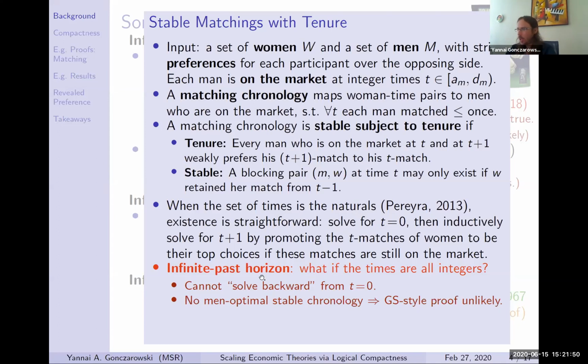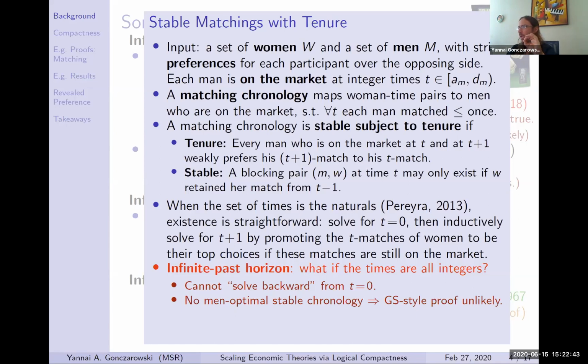It's very unclear what you would do if you had an infinite past horizon. If the times were the integers, so you don't have a minus infinity time, but you have any number as far back as you want. So there is no start time, and there are men arriving and departing the market at times as early as you wish. There's no minimum time of a man arriving at or departing from the market. So you cannot start. There is no time where you can say we have no binding tenure constraints from previous times, so we can just run deferred acceptance here and start, like you could have done if time started at 0. And the annoying thing about stability here is that you cannot solve backward from any time.